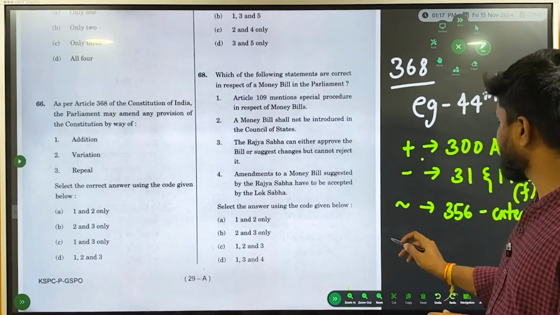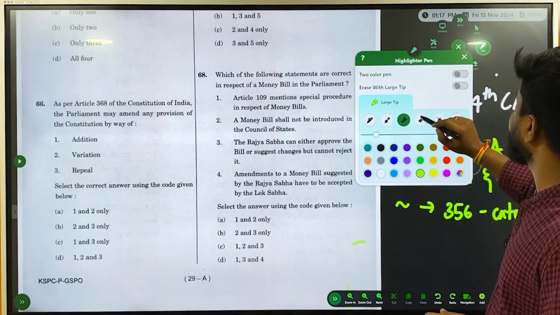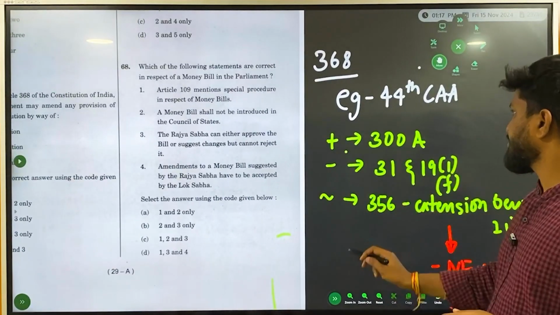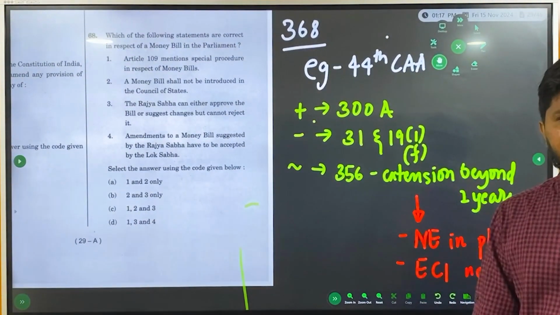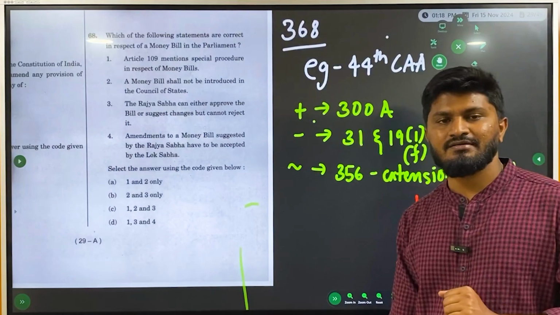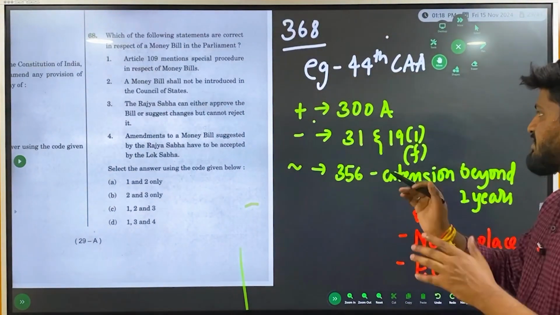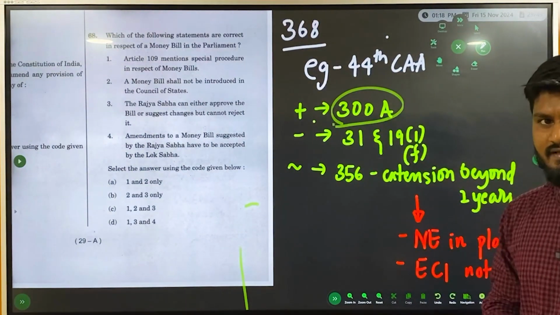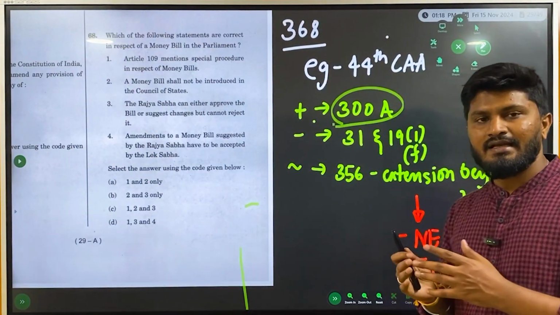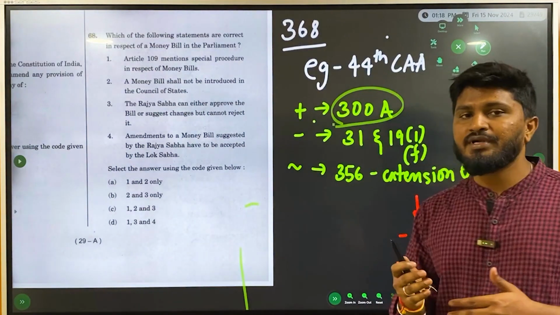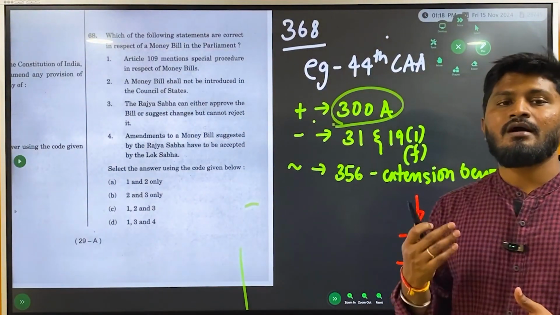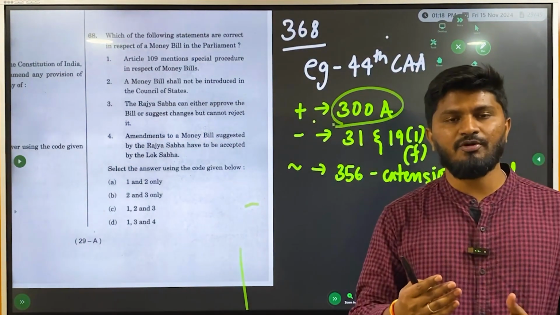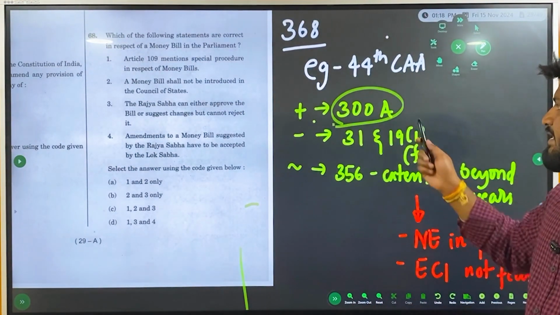For example, if we talk about Article 368, which provides us the power to amend the Indian Constitution. First, we'll take the example of the 44th Constitutional Amendment Act. The same Constitutional Amendment Act first added Article 300A. What is Article 300A? It says that the property of an individual can be taken away by the authority provided by law. So the government or the executive has the right to take away the right to property. That was given under Article 300A.